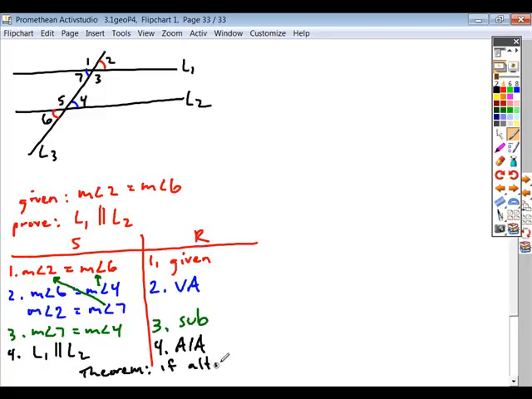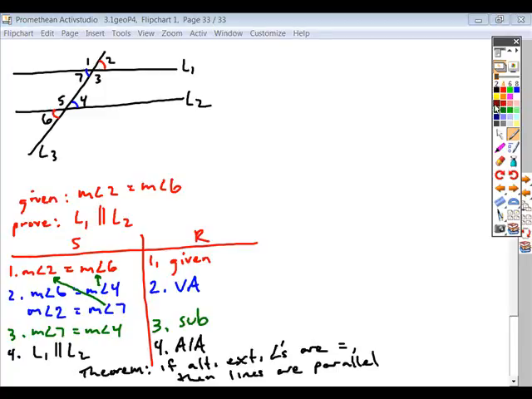Here we had if alternate exterior angles are equal, then lines are parallel. And again, rather than writing that whole thing out every time, we can abbreviate it AEA.